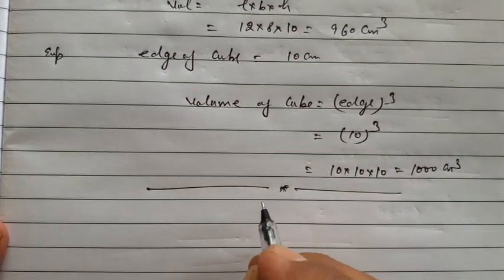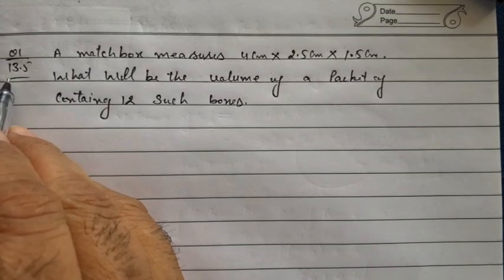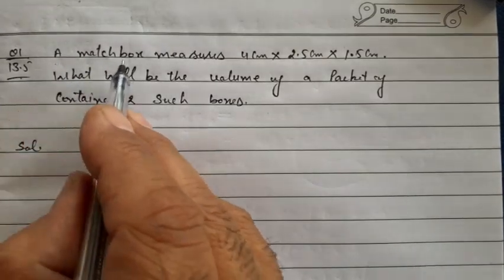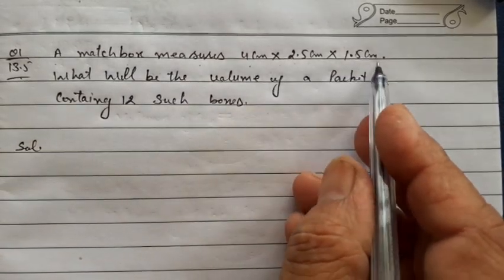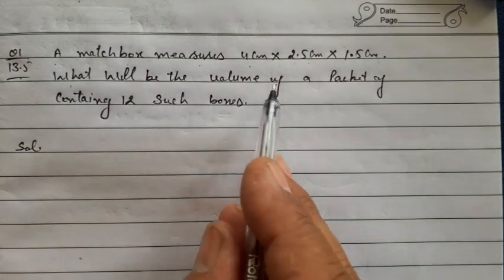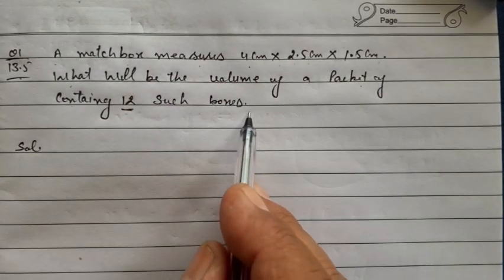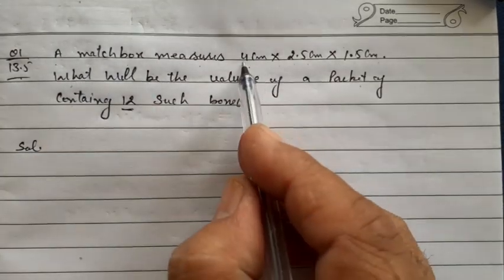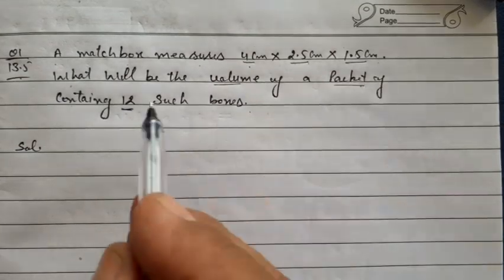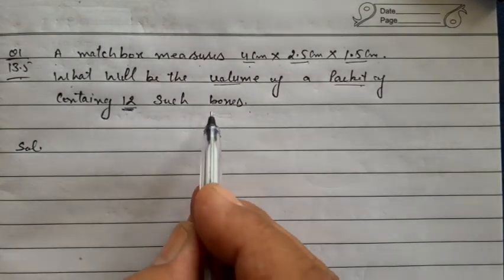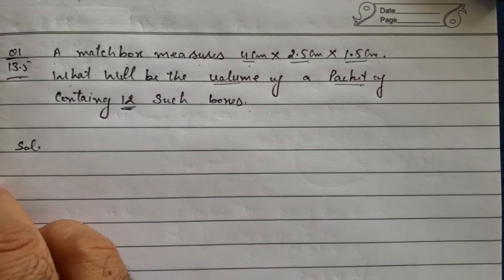Now we are going to start the exercise. So this is question number 1, exercise 13.5. A matchbox measures 4 centimeter by 2.5 centimeter by 1.5 centimeter. What will be the volume of the packet containing 12 such boxes? So here they say there is a matchbox whose length, breadth and height are given, and we have to find out its volume, and there is a packet which has 12 matchboxes, so we have to find out the complete volume.